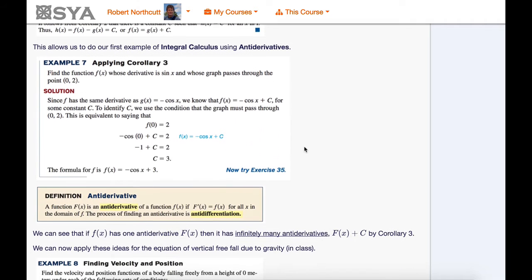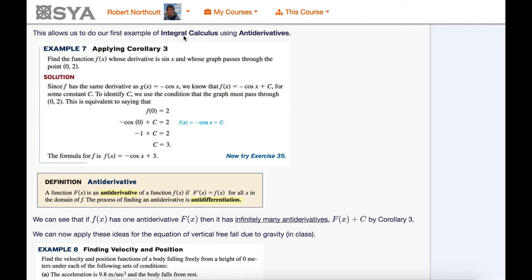So now we're actually to a point where we can start to talk about integral calculus. And in particular, antiderivatives. Antiderivatives are the opposite of taking the derivative. They're actually going back from the derivative to the function which has that derivative. So I'm going to do example 7, and then I'm going to do example 8.